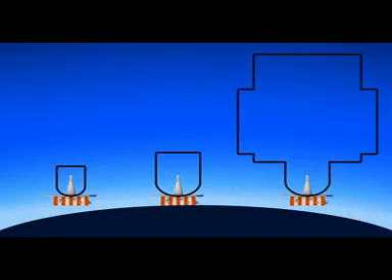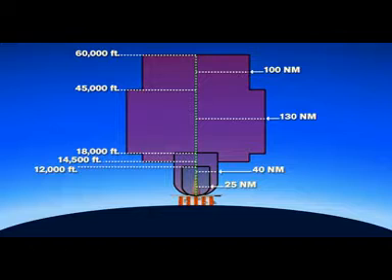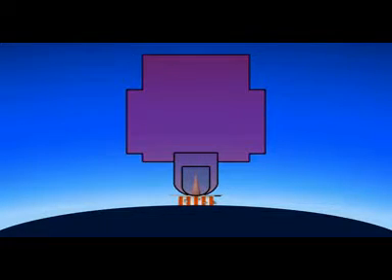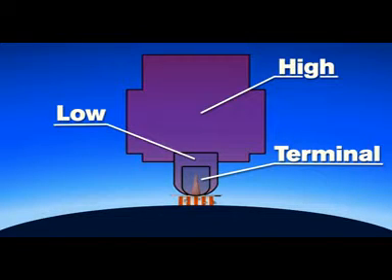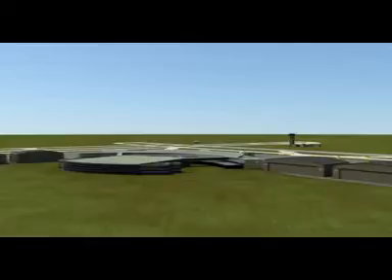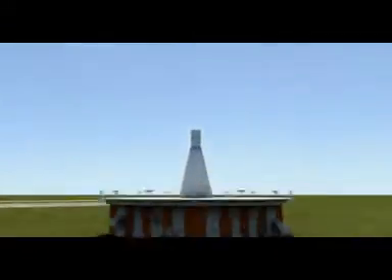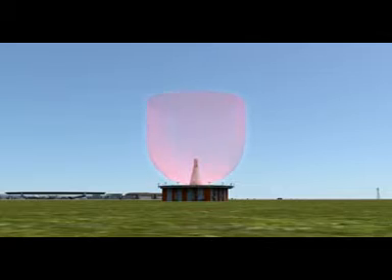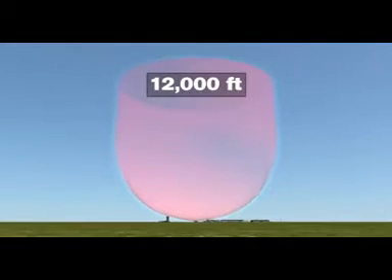Just like with NDBs, there are different classes of VOR, each with their own service volumes. VORs have a power output necessary to provide coverage within their assigned operational service volume. There are three service volumes that a VOR can have: terminal, low, and high. A terminal VOR is one usually located on an airport and is a lower powered VOR. It has a range of 25 nautical miles and reaches an altitude of 12,000 feet AGL.